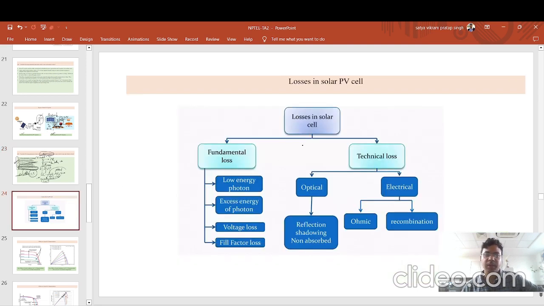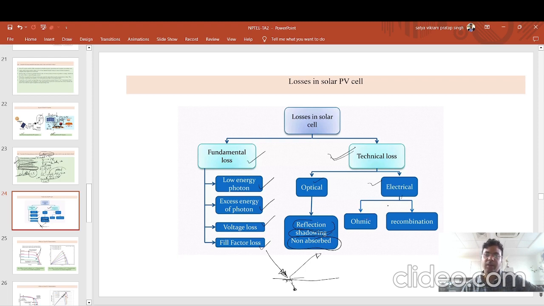Coming to the losses part, there are multiple losses in the solar panel: the fundamental losses and the technical losses. You can define the fundamental losses as low energy photons, excess energy of photons, voltage loss, and fill factor loss. And the technical losses are optical and electrical. Optical in terms of reflection, shadowing, non-absorption, because if a certain amount of rays comes to a surface, some will reflect and some will be absorbed. That is also one kind of technical loss.